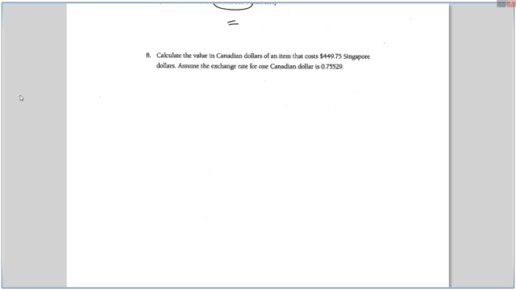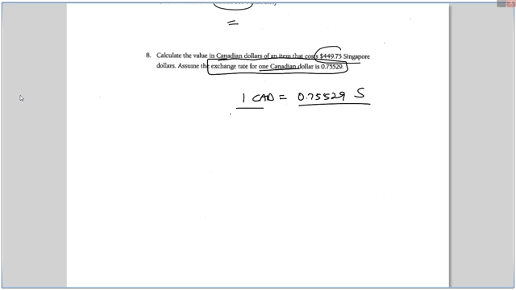Calculate the value in Canadian dollars of an item that costs 449 Singapore dollars. Assume the exchange rate for 1 Canadian dollar. Okay, so again, this one looks a bit harder, so if we don't know what to do, let's try cross multiply. Any money question, if you don't know what to do, set up a cross multiplication. So 1 Canadian dollar is the 0.75529. I'll put S for Singapore dollar. Now what did they give us? This costs 449 Singapore dollars, so I put that over here, and then you solve for X Canadian.